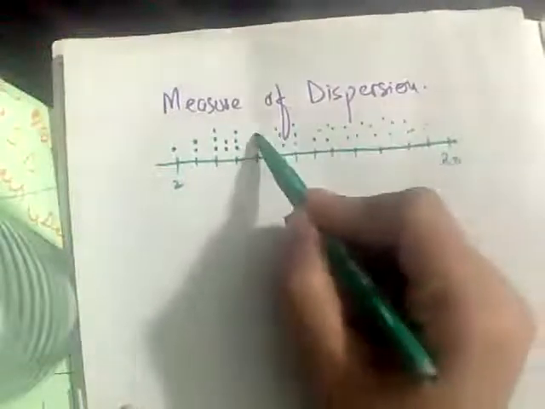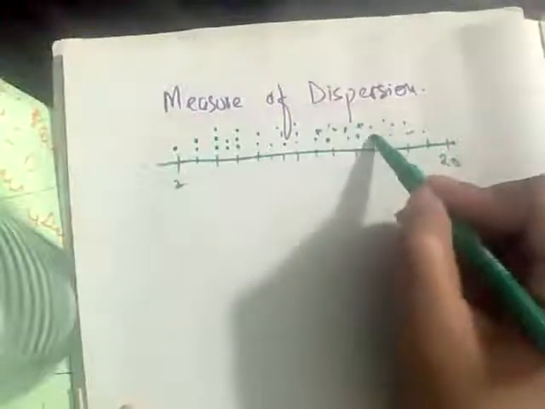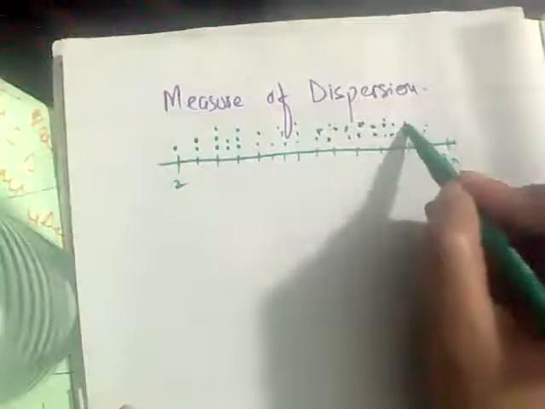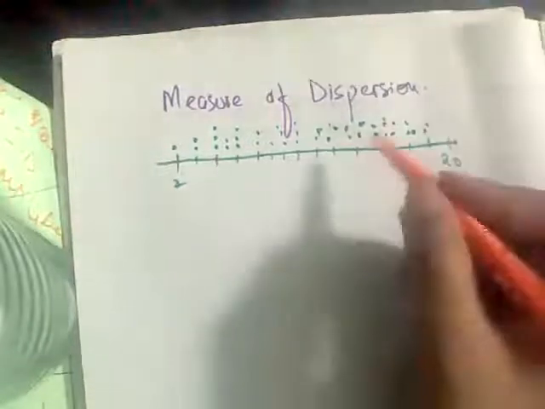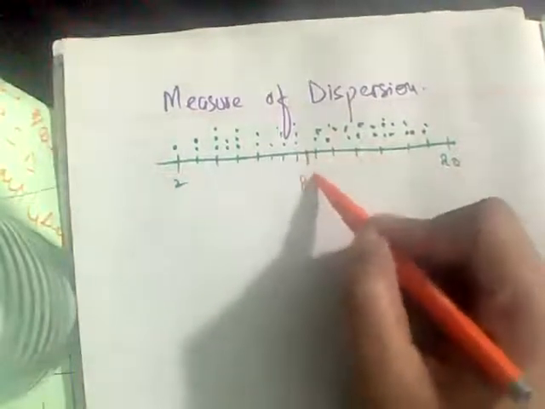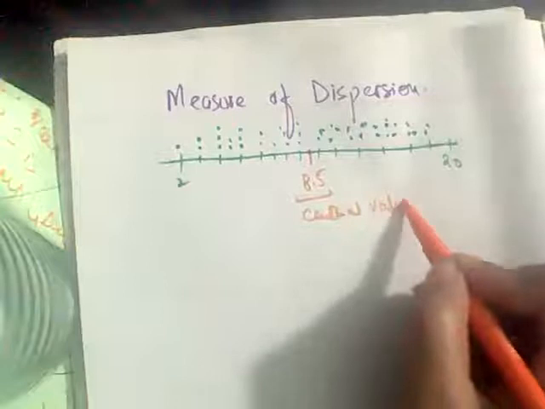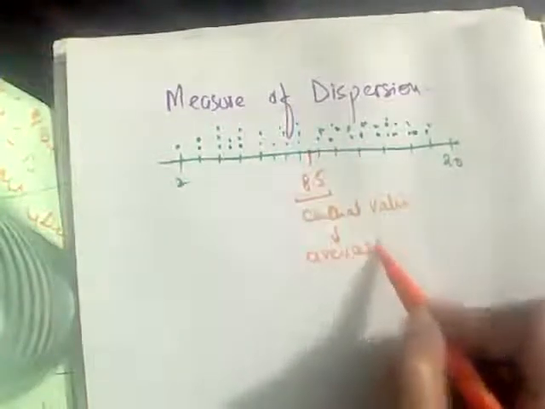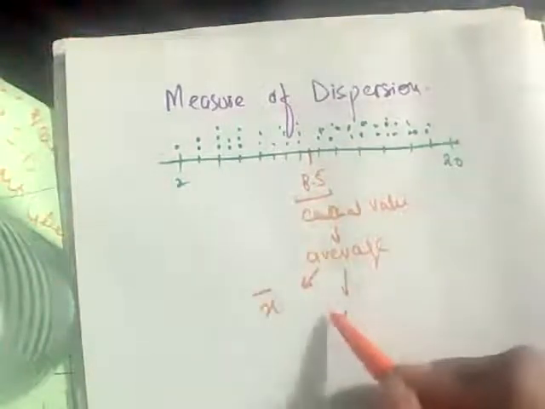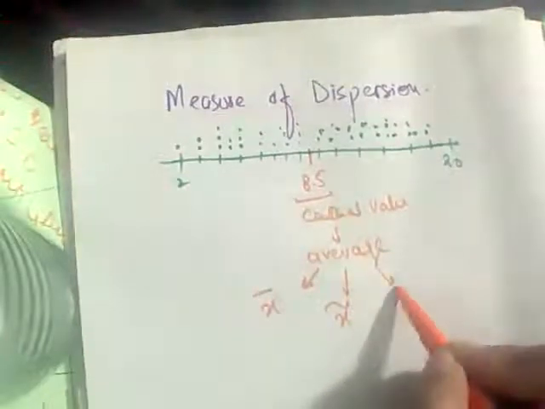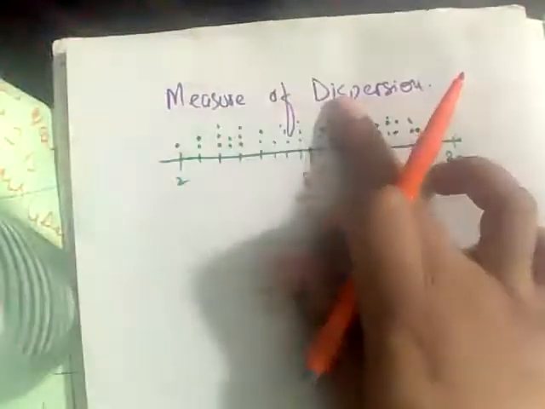Now you know what these dots are showing. They are showing what the values in the data are. Now for example, when I calculated its central value, the central value is coming as 8.5. This central value, which is known as average, might be calculated by using the mean method, maybe by using median, or maybe by mode, because we have done all these three. Now, there are a few methods in measure of dispersion.